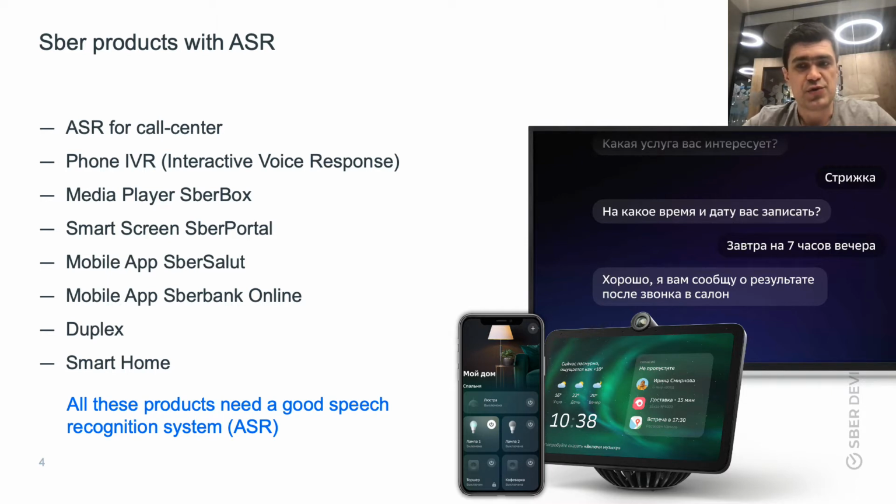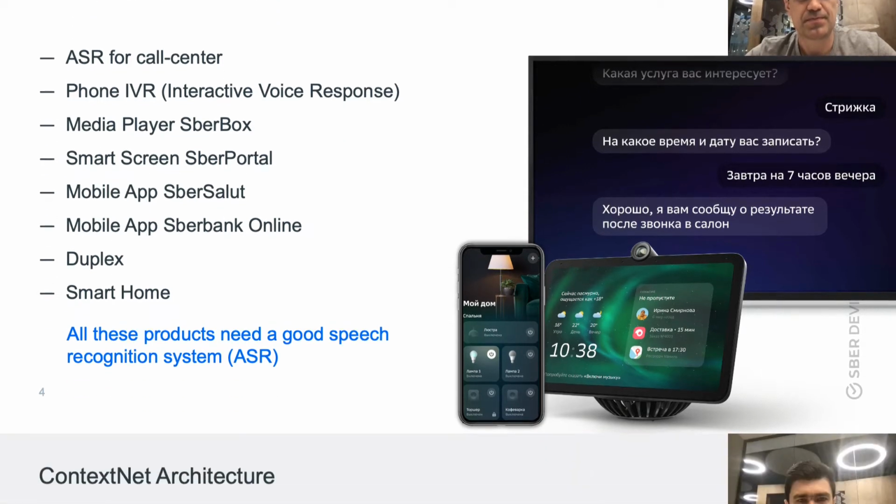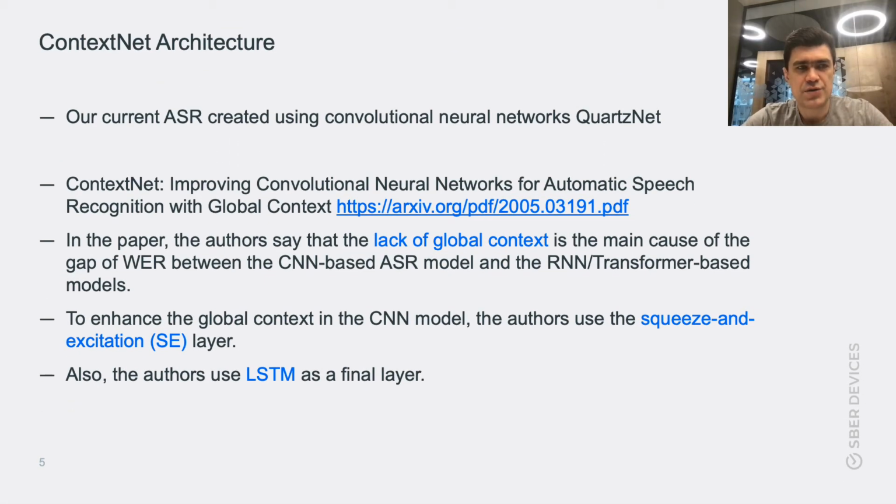They are used for many products. Some of them you can see on the slide. For instance, speech recognition for call center, duplex technology, smart home, and so on. All these products need a good speech recognition system. Our current speech recognition is created using a convolutional neural network called QuartzNet.